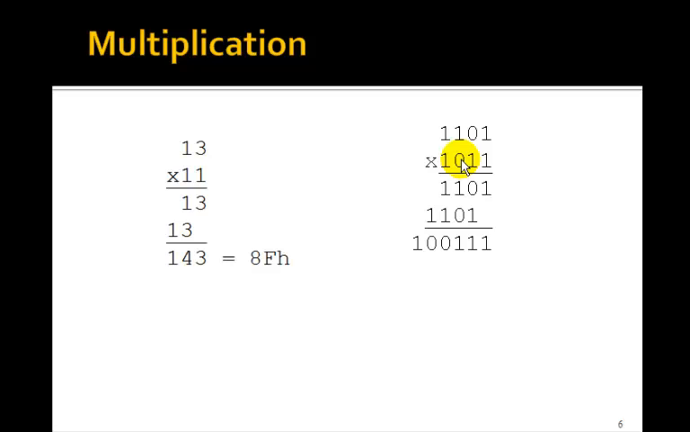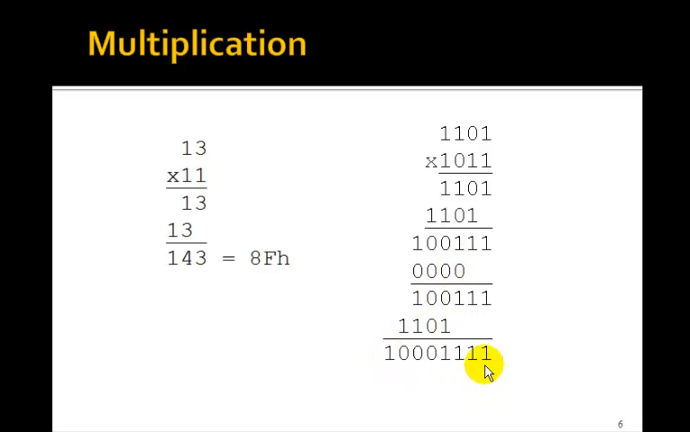Now we have the 0. Well, the 0 is just going to be 0 shifted over. So we add it, we get this. Finally, we're going to have 1 times 1101, and that'll be shifted over again. And we do the final addition, and we get 8F, which is the correct answer. Now, how can we turn this into hardware?